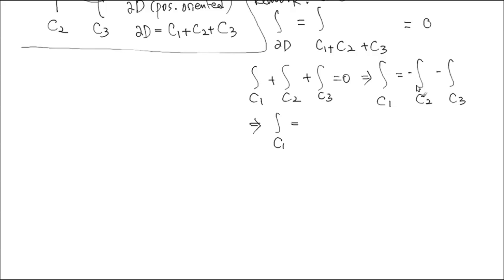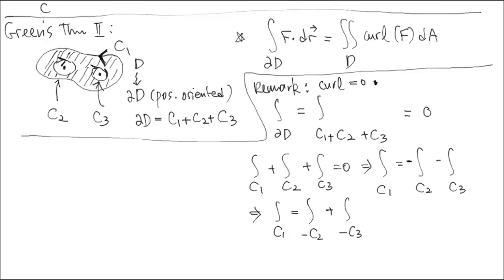So how do you reorient C2? If I put negative C2, that's a backward orientation. Is that okay? If you orient backward, you simply change the sign of the integral. And if I write a plus, that's a backward orientation. I'm going to go back and draw the picture again.